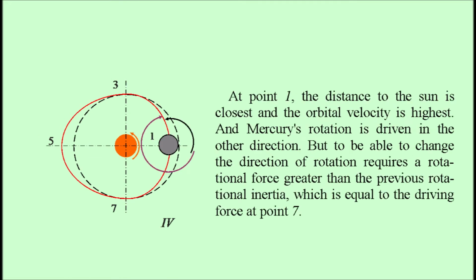At point 1, the distance to the Sun is closest and the orbital velocity is highest. And Mercury's rotation is driven in the other direction. But to be able to change the direction of rotation requires a rotational force greater than the previous rotational inertia, which is equal to the driving force at point 7.